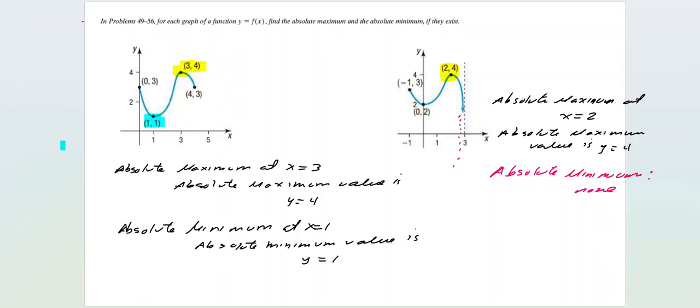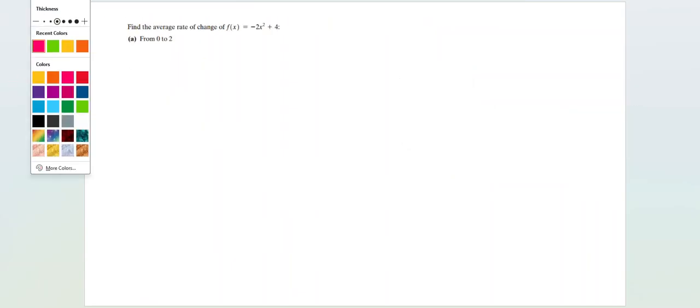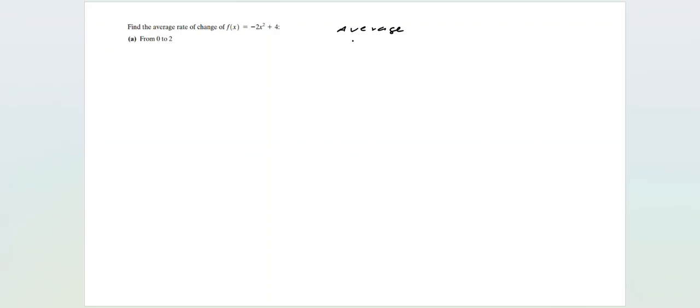So this is another important skill: to identify, given a function, if it has an absolute maximum or absolute minimum. Now the next thing that I want to recall is the average rate of change, right? In this case, they say find the average rate of change of the function f of x equals minus 2x squared plus 4 from 0 to 2. Remember that average rate of change would be f of b minus f of a over b minus a.